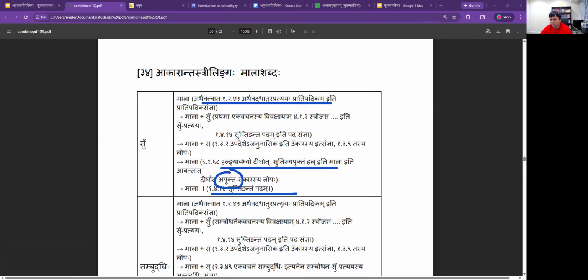तथा माला अपृक्त. What is aprukta? सकारस्य लोपः. माला. माला. What is aprukta? एक वर्ण अस्ति स, अतः तस्य लोपः, सकारस्य लोपः.